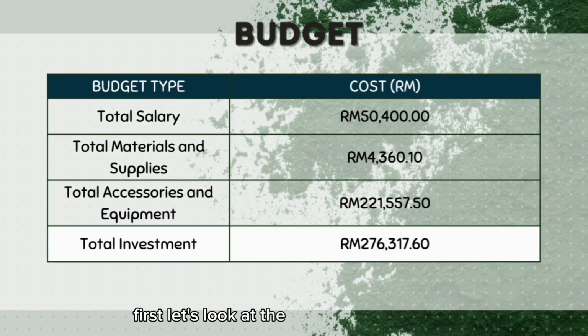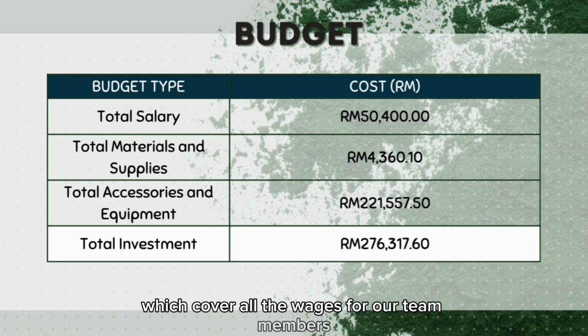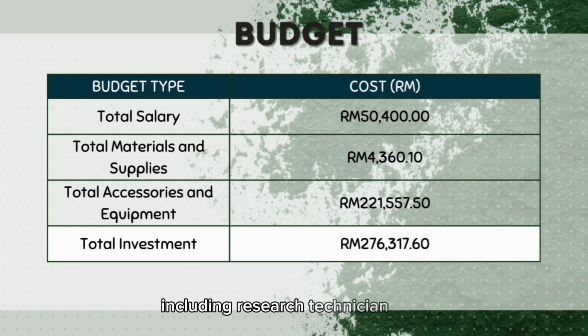First, let's look at the total salary allocation for our project. The total salary budget is RM 50,400, which covers all the wages for our team members involved in the project, including researchers, technicians, and support staff.